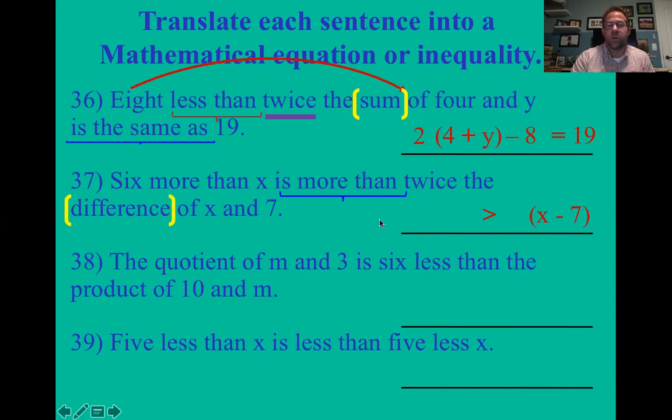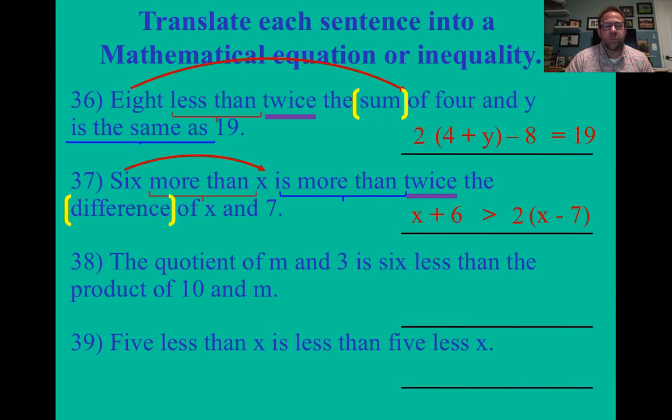Now I see the word twice. Well, twice what? Well, twice the private party. So that would be times 2. Now I've got to fill in something on this side over here. 6 more than x. Okay, well, there's the phrase more than. That tells us the 6 is going to go to the back, and it's going to be x plus 6. So instead of 6 being in front, we want to put 6 in the back. There it is. There's your answer for number 37.